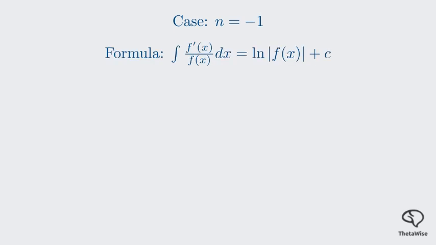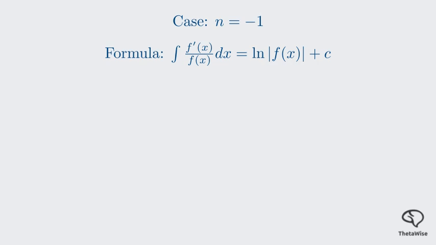Now, let's explore a very important edge case for our first formula. We said the formula for f of x to the n times f prime of x is not valid when n equals -1. Why is this? Well, if n were -1, the denominator would be n plus 1, which is 0, and division by 0 is undefined. So what do we do in this case? We use a different formula. When n is -1, our integral looks like the integral of f prime of x divided by f of x. The formula for this form is the natural logarithm of the absolute value of f of x, plus c.